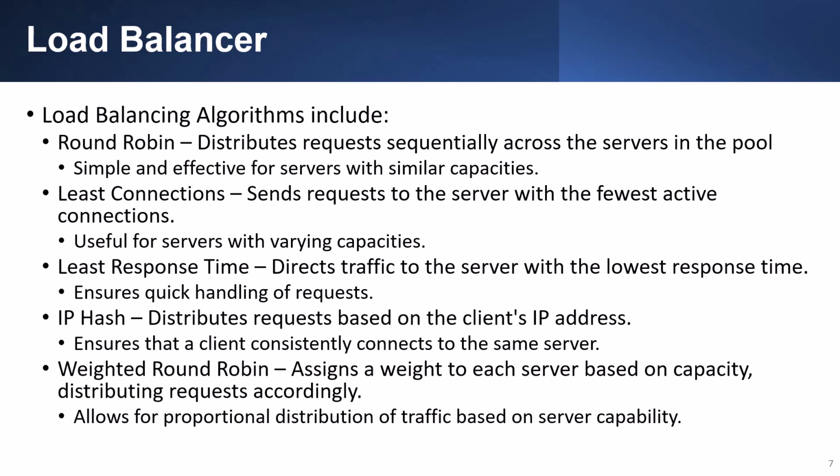IP hash distributes requests based on the client's IP address. It ensures that the client consistently connects to the same server. Weighted round robin assigns a weight to each server based on capacity, distributing requests accordingly. It allows for a proportional distribution of traffic based on server capability.